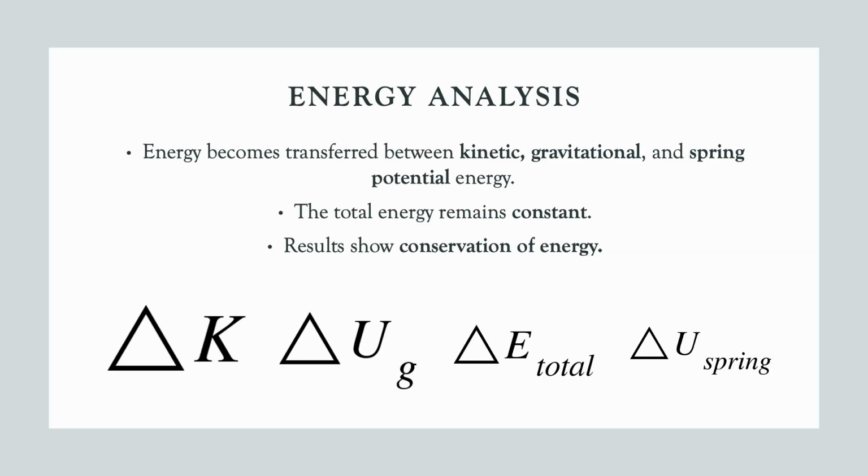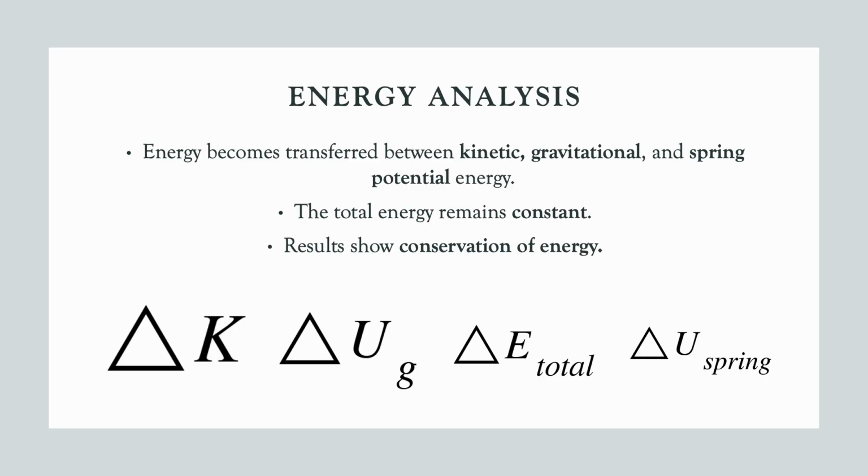Energy analysis. This slide is meant to summarize how energy changes throughout the motion of the spring mass system. During the oscillation, energy is constantly being transferred between kinetic energy, gravitational potential energy, and spring potential energy. For example, when the mass is moving its fastest, the kinetic energy is at its greatest because velocity has the biggest effect on kinetic energy. As the mass moves higher or stretches the spring, some of that kinetic energy is converted into gravitational or spring potential energy. This transfer continues throughout the entire motion.